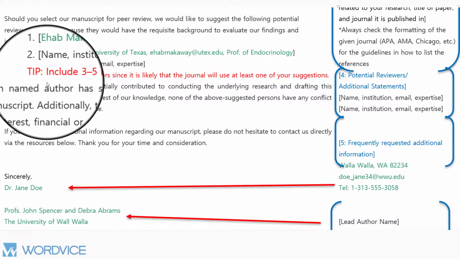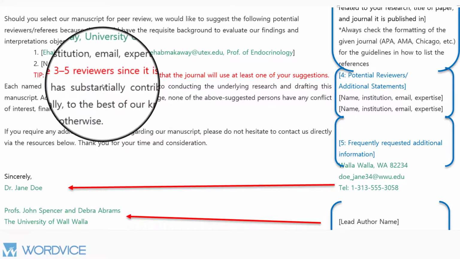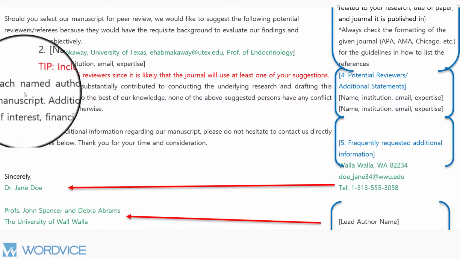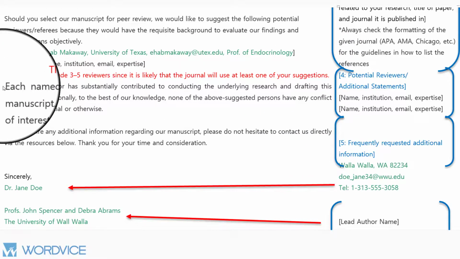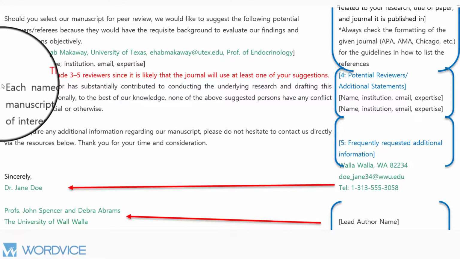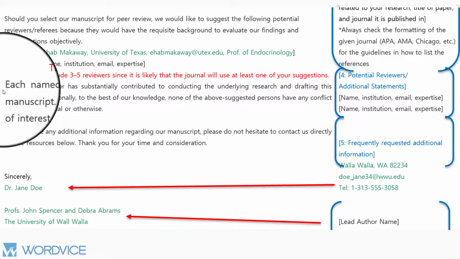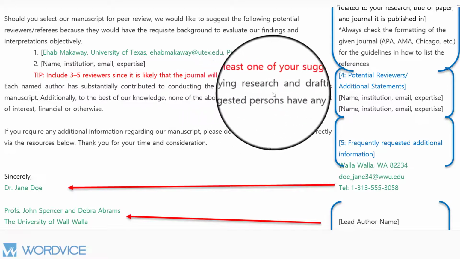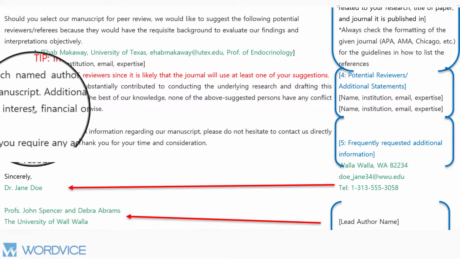And a tip we include here is that you should include 3 to 5 reviewers, since the journal will likely use at least one of your suggestions. So it's better to have a wider field of reviewers from which to choose. And after listing these reviewers, you're going to talk about why you're including them. So each named author has substantially contributed to conducting the underlying research and drafting this manuscript.